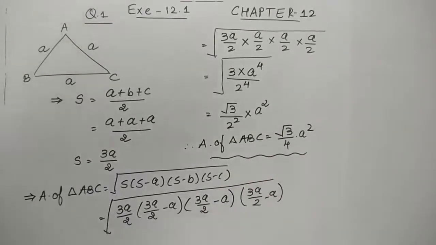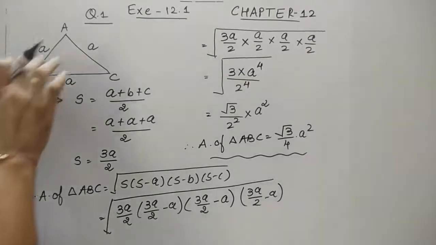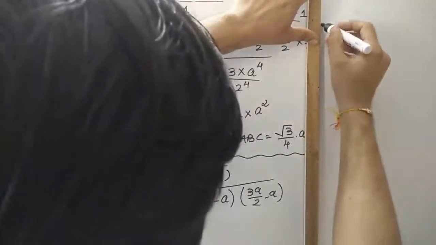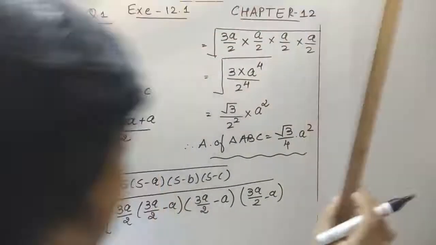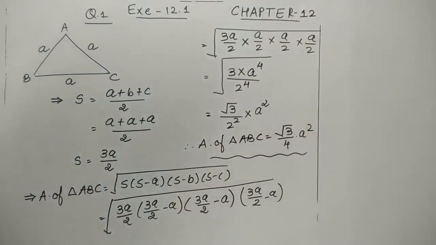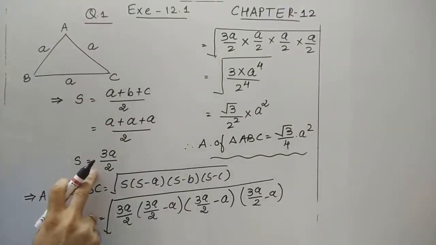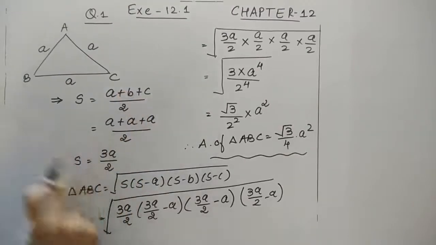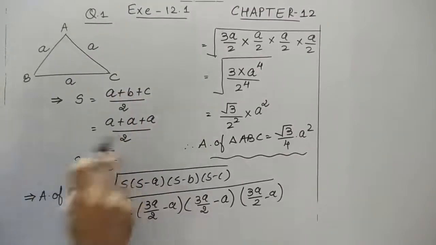Now let us continue with the sum. It is mentioned that the perimeter of this triangle is given in the question. So where the perimeter of the triangle is given, first we are going to find out the length of the side. The sum of all three sides is the perimeter, and this is the semi perimeter, which is the sum divided by 2. We don't need to find that. We need to find out A.